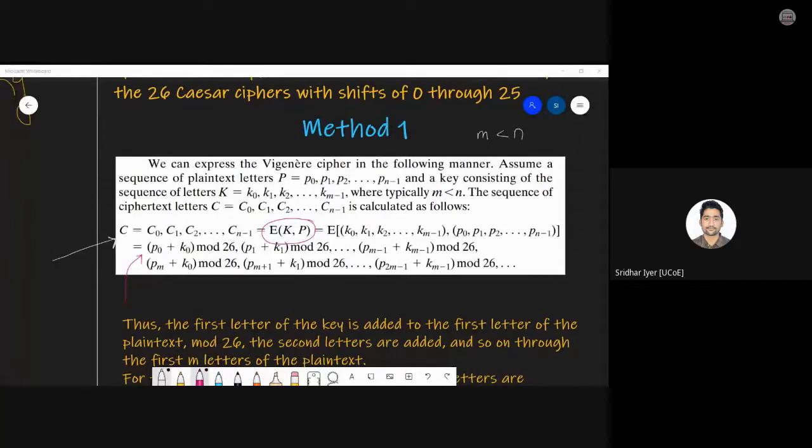Yes, kindly let me know. See the formula first. Each corresponding element of the plain text and the key will be added, and that has to go through a mod 26 operation. Whatever is the result, that will be your new ciphertext element. If it is P1 and K1, then the ciphertext will be C1, and so on.